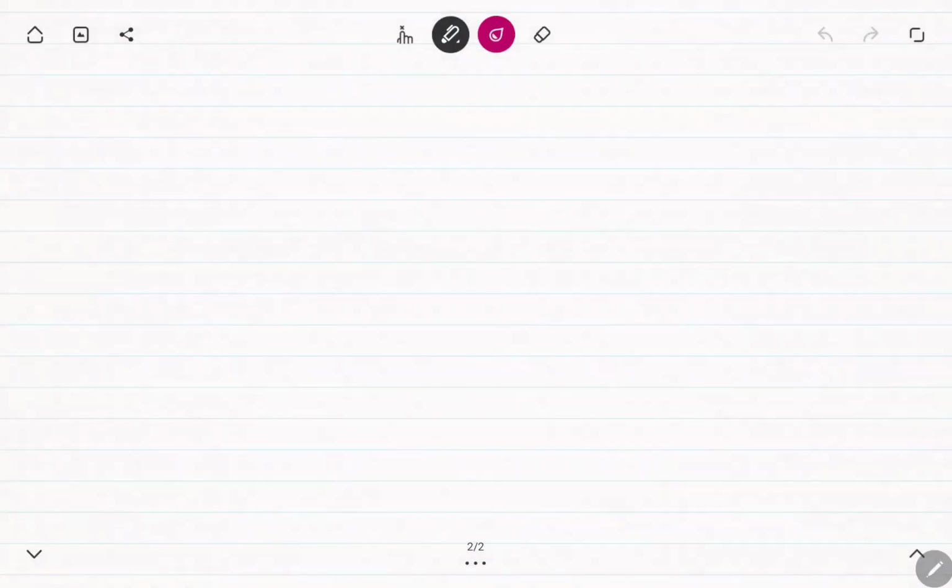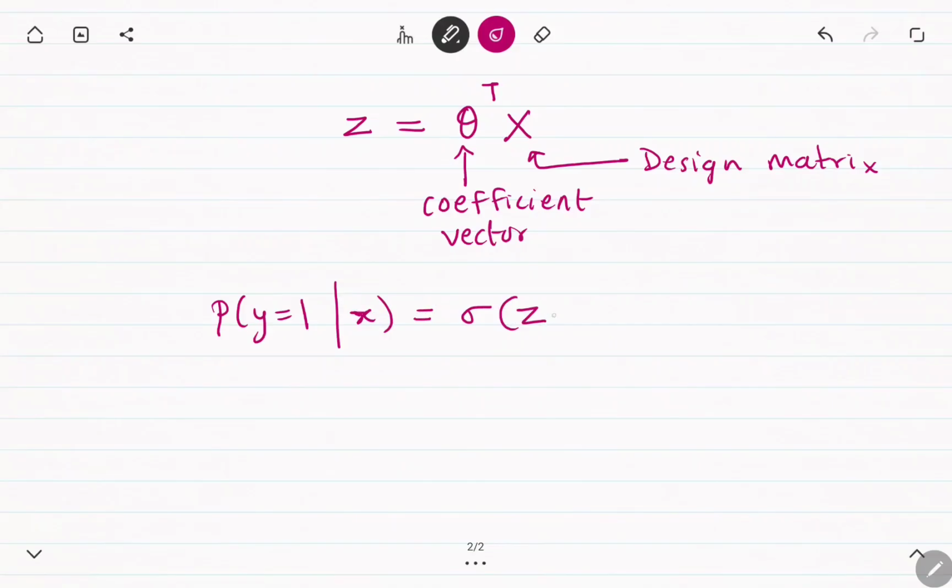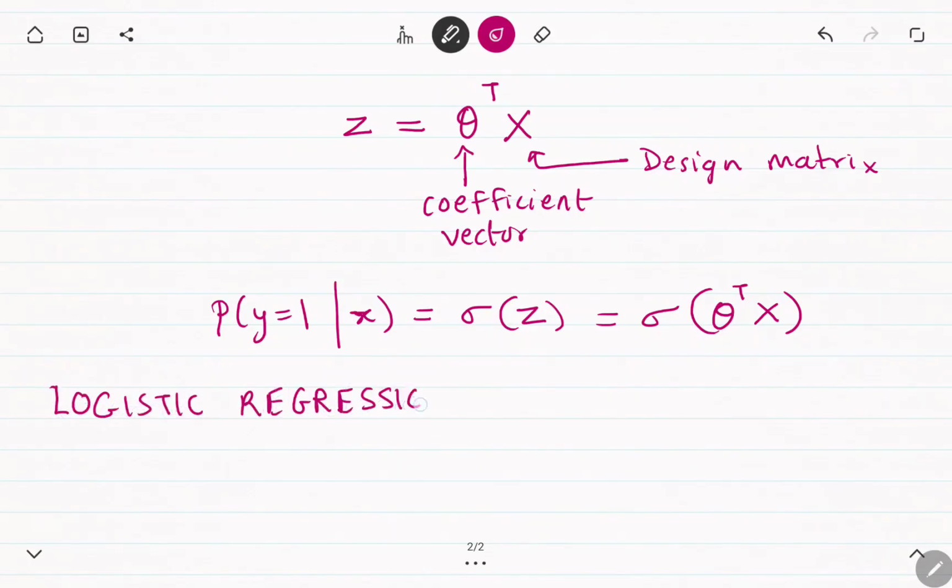Logistic regression begins with a linear score, z equal to theta transpose x. Then it converts this score into a probability using the sigmoid function. Probability of y equal to 1 given x is equal to sigmoid of z, which is the sigmoid function applied to theta transpose x. This is important. The model output is a probability, not a class label.